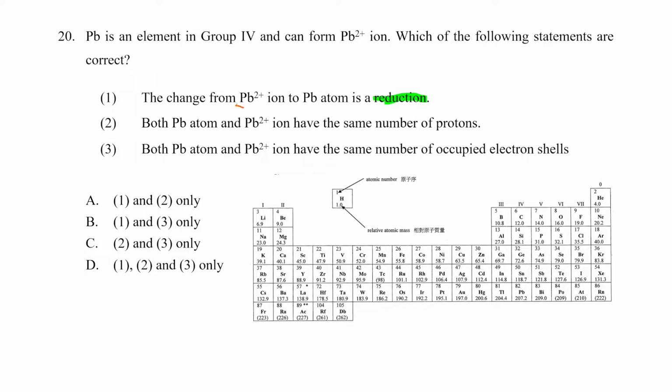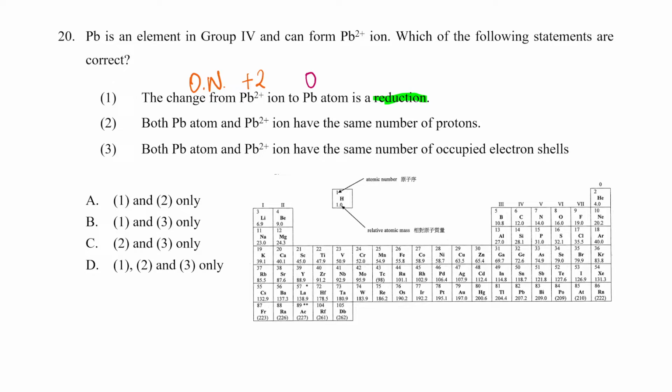Lead 2+ ion. We'll first need to know what its oxidation number is. The short form for oxidation number is ON. The oxidation number of lead 2+ ion is basically the charge. The charge here is 2+, but the oxidation number we write is positive 2, +2. And how about the oxidation number of the lead atom? Since it's an element, we know the oxidation number of elements is 0.